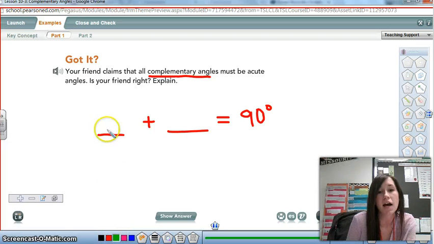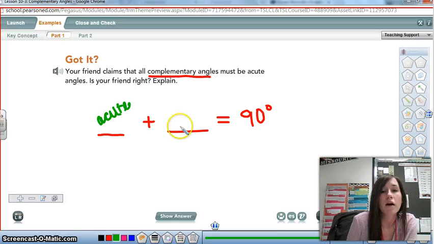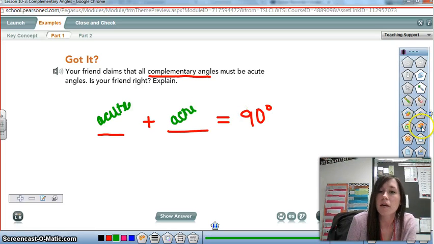I mean, if you're going to add two things together and get 90, these two things have to be less than 90. So a couple of acute angles would always make complementary angles. So your friend is right.